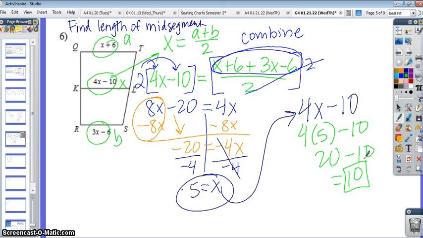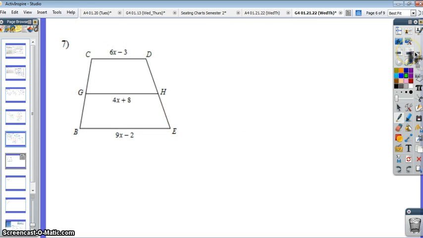Okay? Cool. Number 7. When I say go, press pause, try this on your own. Ready, set, pause. Welcome back. I'm just going to quickly solve this.